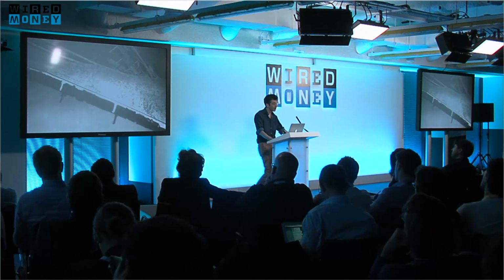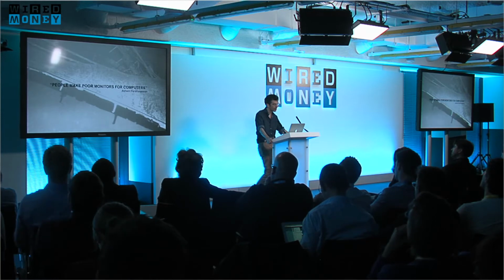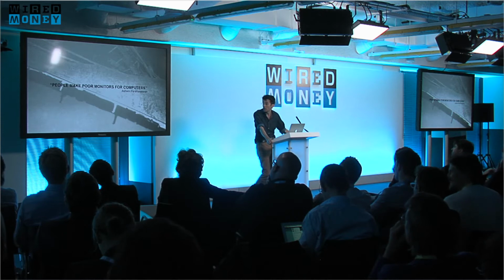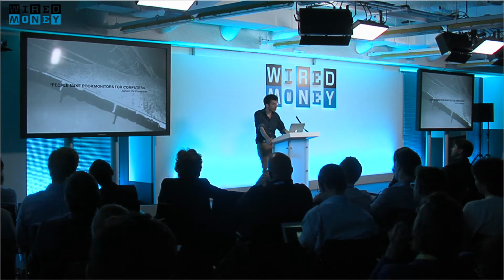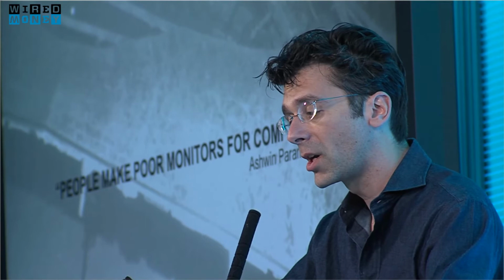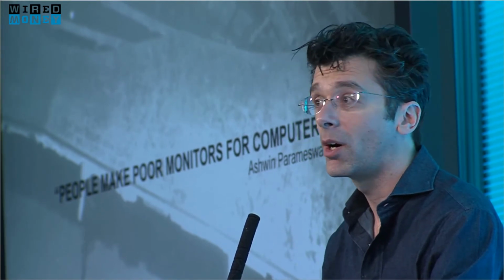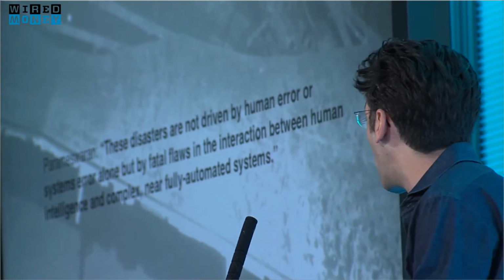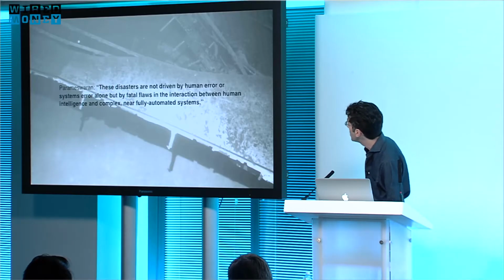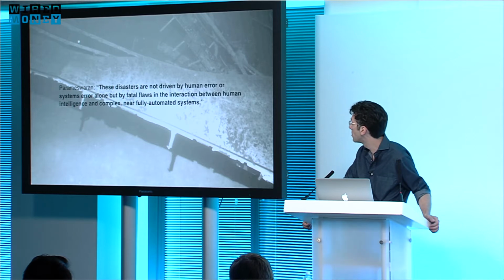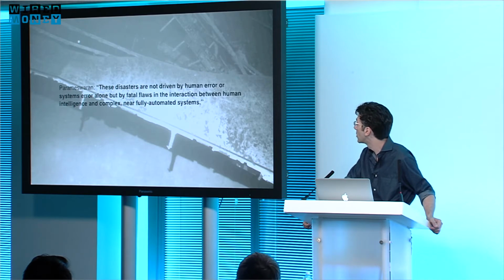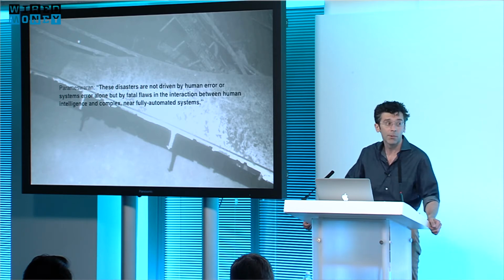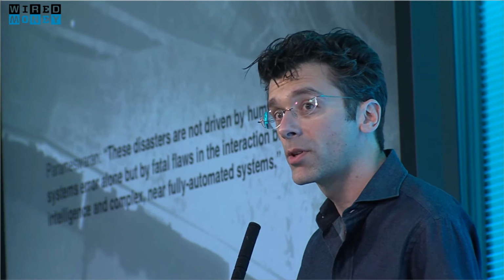And it's what led a really smart guy, former banker Ashwin Parameswaran, who wrote about this on his blog and said, this is the problem, is that people make poor monitors for computers. And he's talking about air crashes, but really what he's talking about are financial markets. Just to try to distill what is actually a very complex and nuanced argument, he says, these disasters are not driven by human error or systems error alone, but by fatal flaws in the interaction between human intelligence and complex, near fully automated systems. He's talking about Flight 447, but he's also talking about the flash crash.